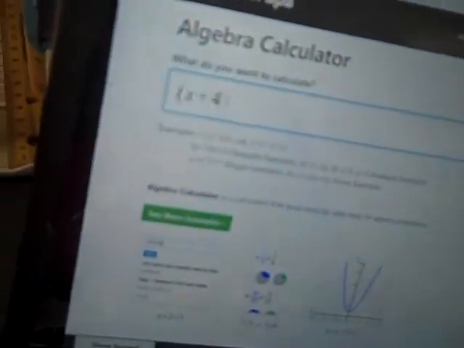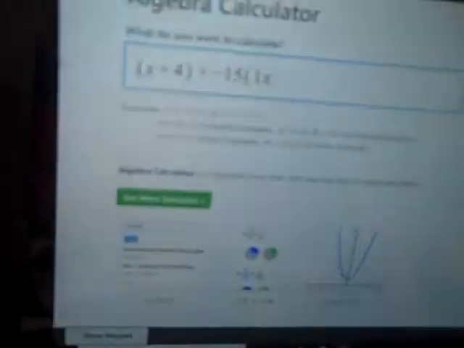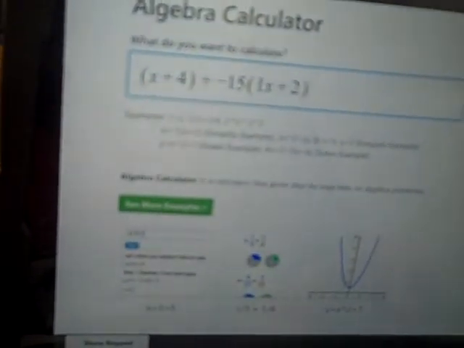So parentheses x plus 4. Okay, plus, and then negative 15. Negative and minus will have the same key. Okay, and then parentheses 1x plus 2. Okay, I got negative 14x minus 26, so that goes in the numerator. It's all simplified for us too. Okay, next one.